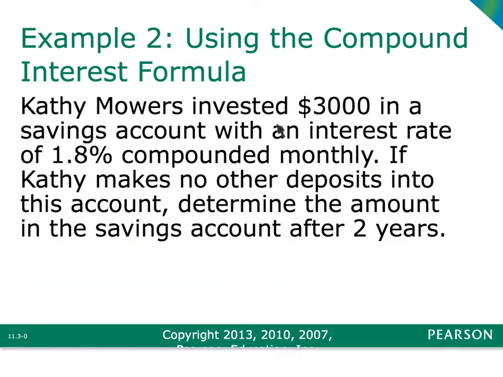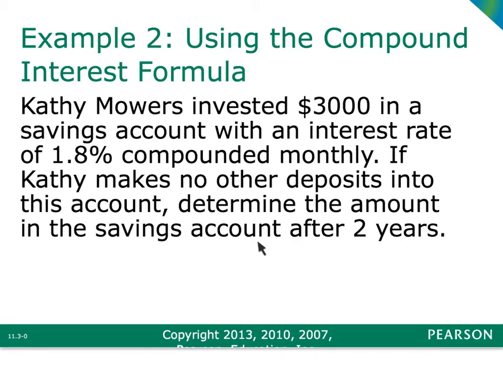Okay, so let's say someone invested $3,000 in a savings account, interest rate of 1.8% compounded monthly. Now this is an annual interest rate when they say interest rate. Okay, so we're going to do 1.8%, but we're going to compound it monthly. Okay. So she makes no other deposits into the account. Determine the amount in the savings account after 2 years.